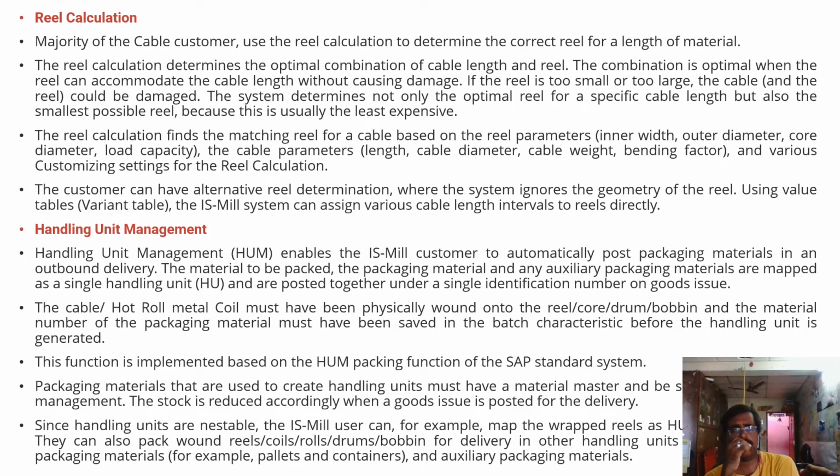Since handling units are nestable, we have nested handling units in practice. So the IS mill user can utilize the nested handling units. For example, map the wound reels as an HU at the lowest level. They can also pack the wound reels, coils, rolls, drums, or bobbins for delivery in another handling unit by using additional packaging materials, for example pallets and containers and auxiliary packing materials. So this is the importance of handling units in the mill industry.